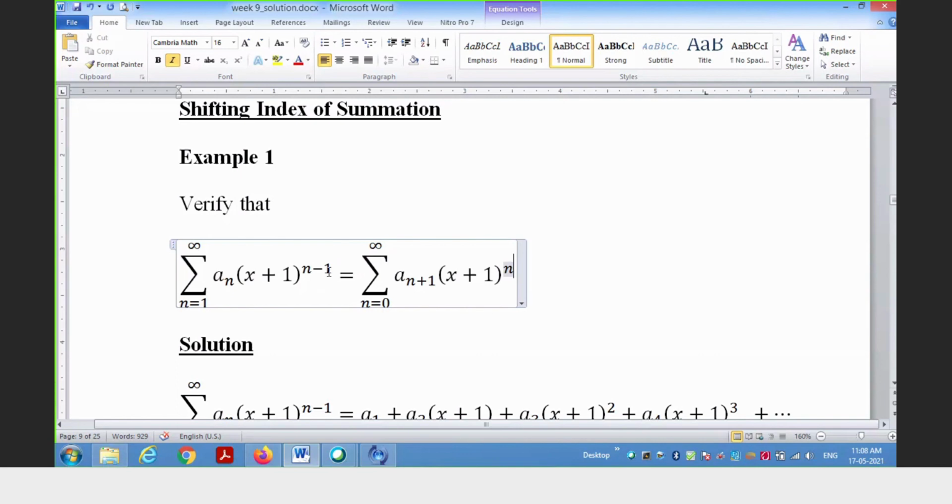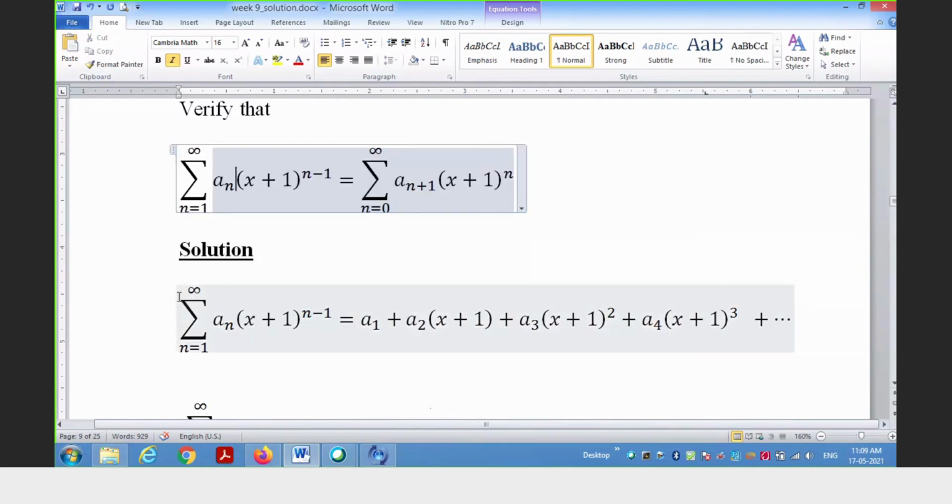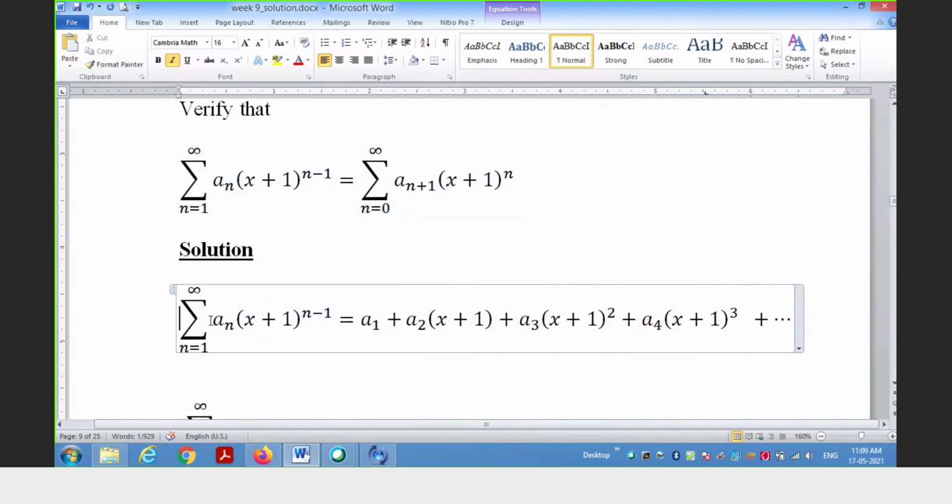To check whether they are the same or not, first you need to expand all terms in each summation. So we expand each term on your left. When n equals 1, this will be a1 (x plus 1) to the power of 1 minus 1. So 1 minus 1 is 0, so (x plus 1) power of 0 is equal to 1. That means 1 times a1 equals a1. So when n equals 1, we have a1.